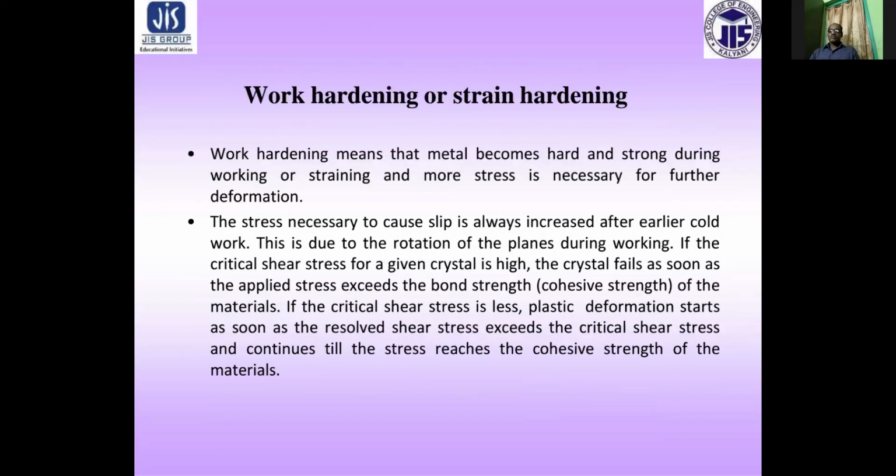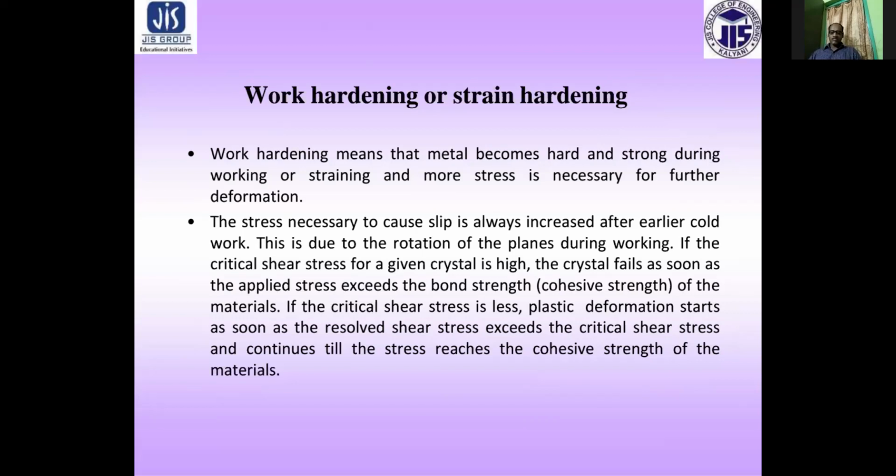Now next is work hardening or strain hardening. Work hardening, also known as strain hardening, means that the metals become hard and strong during working or straining, and more stress is necessary for further deformation. The stress necessary to cause slip is always increased after earlier cold work. This is due to the rotation of planes during working.